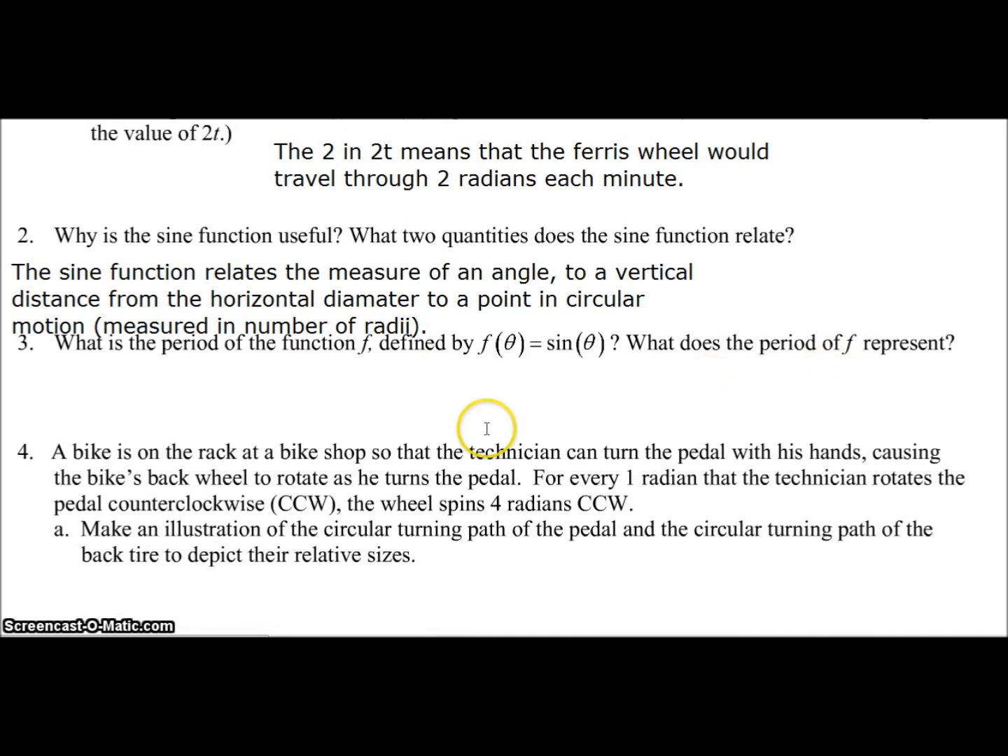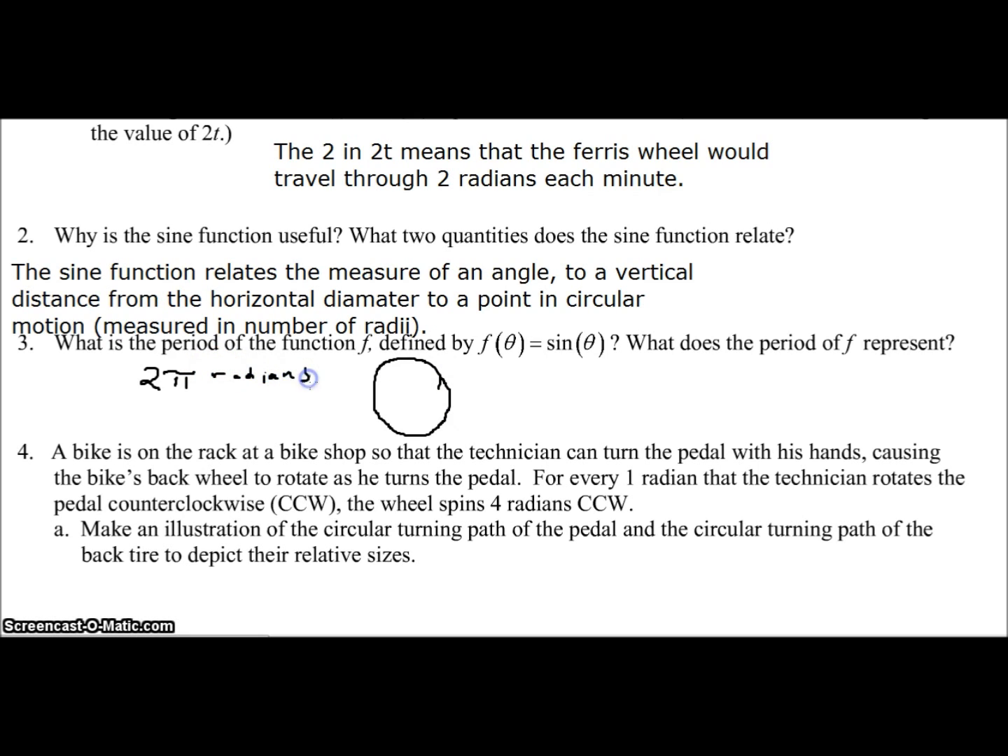What is the period of the function f defined by f of theta equals sine theta? What does the period of f represent? So I know that one's 2 pi. That's just our unit circle, like the vertical distance on the unit circle. For that whole function to make one complete revolution, we have to go all the way around the unit circle. So the period would be 2 pi radians.